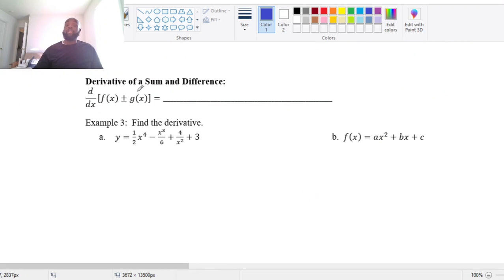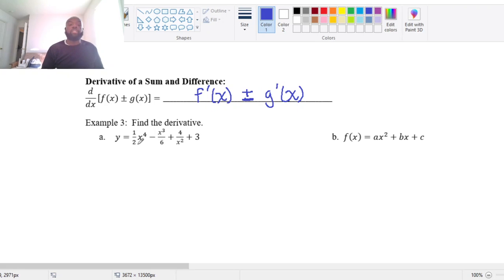We also have a derivative of a sum or a difference. The derivative of the sum of two functions is the derivative of the first term in that sum plus the derivative of the second term in that sum. And the same thing happens with subtraction. Basically, if you have a sum or a difference of two functions, you can take their derivatives separately and do that sum and difference separately. All right. So if I look at this example here, I have y equals 1/2 x to the 4th minus x cubed over 6 plus 4 over x squared plus 3.